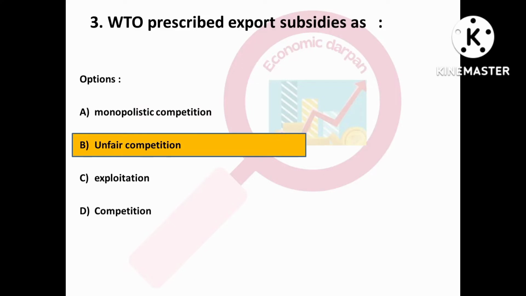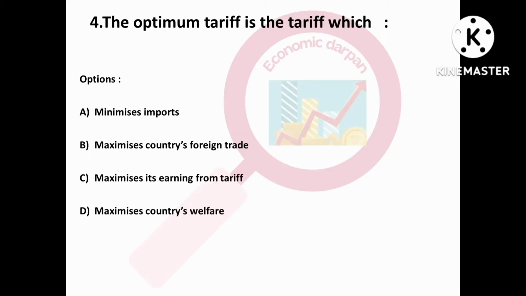Question number 4. The optimum tariff is the tariff which: option A, minimizes imports; option B, maximizes country's foreign trade; option C, maximizes its earning from tariff; and option D is maximizes country's welfare. So option D is right. The optimum tariff is the tariff which maximizes country's welfare.